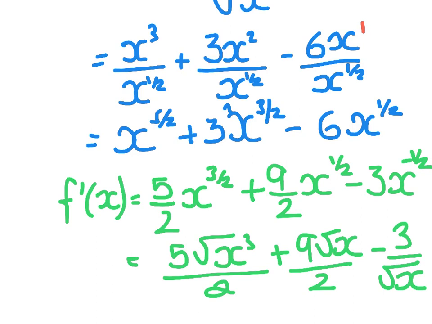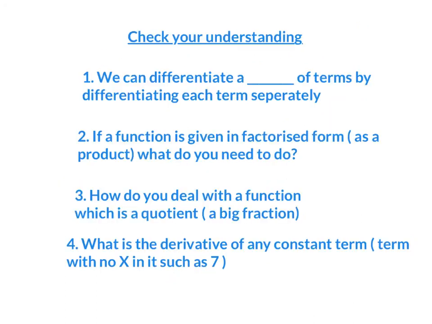Okay, so that's all the examples completed. Now let's just check what our key points were and see what questions we're ready to do. Just a few questions for you to think about here. We can differentiate a sum of terms by differentiating each term separately. Think about what we mentioned all through this lesson: how do these terms need to be arranged? Number 2, if a function is given in factorised form, so it's given as a product, what do you need to do?